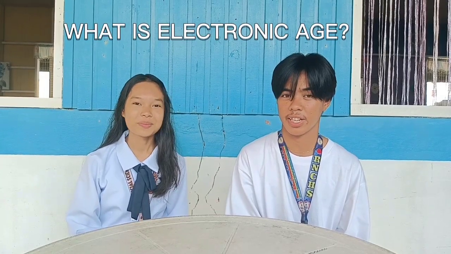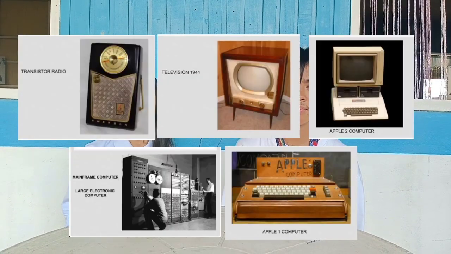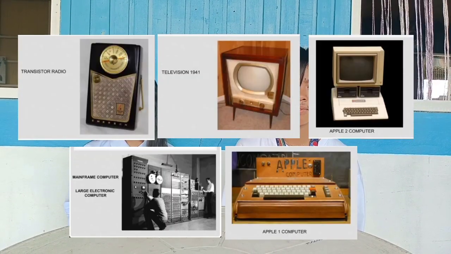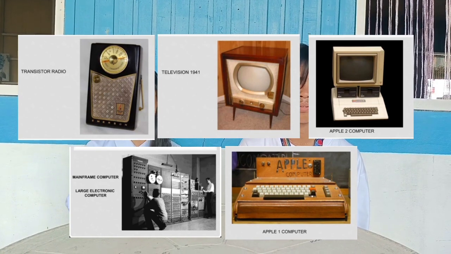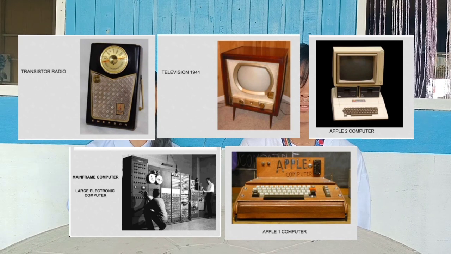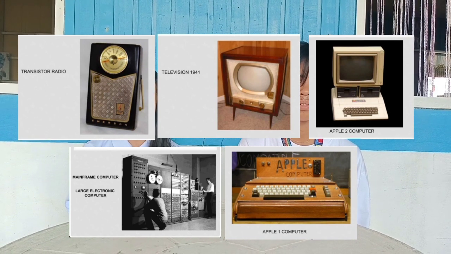What is the electronic age? This is the age where people invented the transistor. People harnessed the power of the transistor that led to the transistor radio, electronic circuits, and the early computer. In this age, long-distance communication became more efficient. So right here are the examples of the electronic age. First, transistor radio. Second, television, 1941. Third, large electronic computers. Fourth, mainframe computers. And last, OHP and LCD projectors.